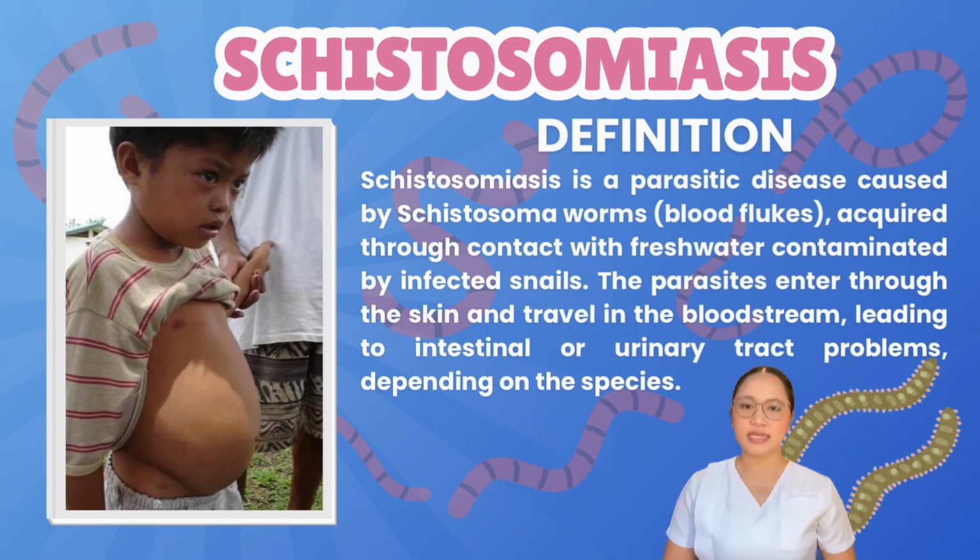Schistosomiasis is a parasitic disease caused by schistosoma worms acquired through contact with fresh water contaminated by infected snails. The parasite enters through the skin and travels in the bloodstream, leading to intestinal or urinary tract problems depending on the species.